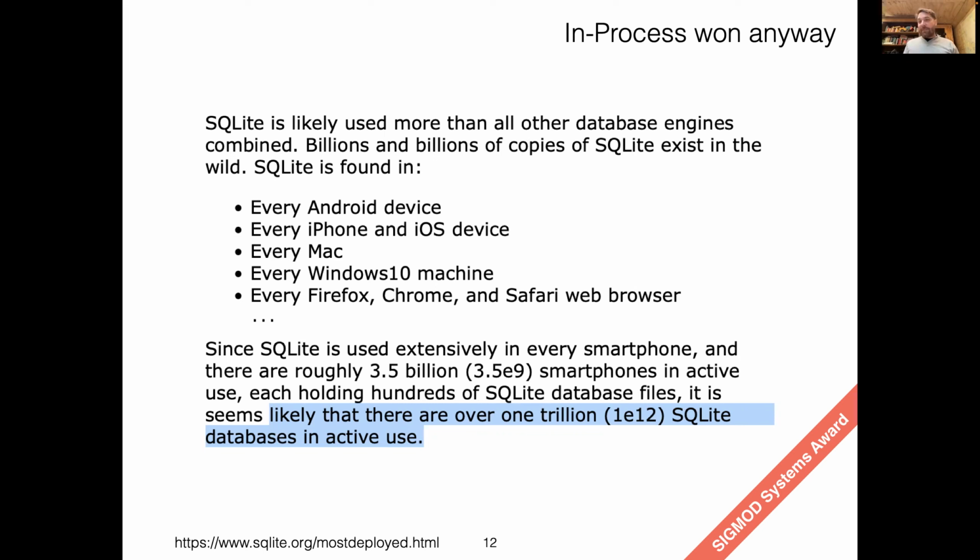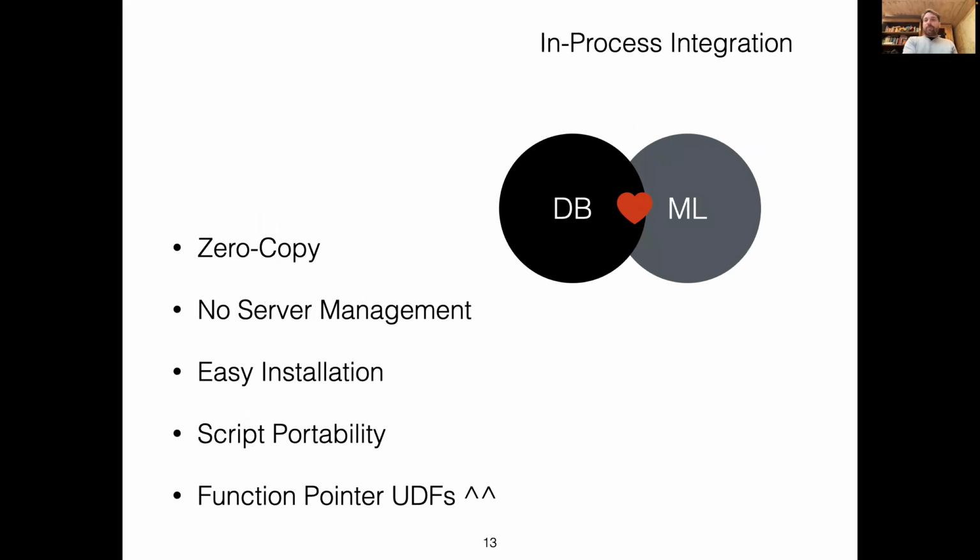Yeah, so trillions in-process one anyway, sort of this architecture war is kind of over. It's not only my opinion, like the SIGMOD Systems Award was recently given to SQLite because it has been so influential. So why is in-process great for analytics? Well, because you can do some interesting things.